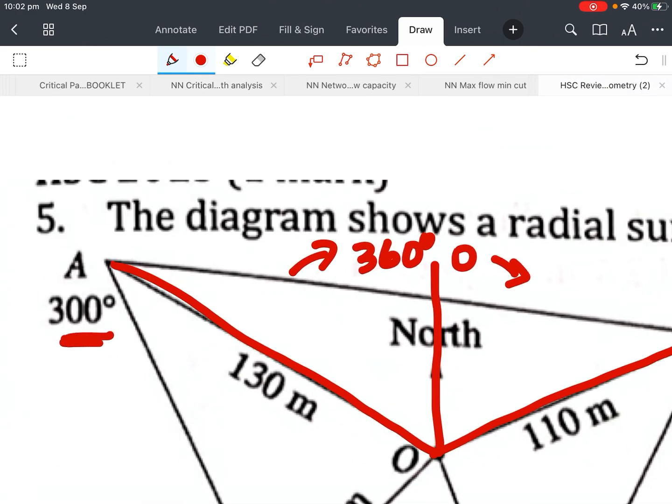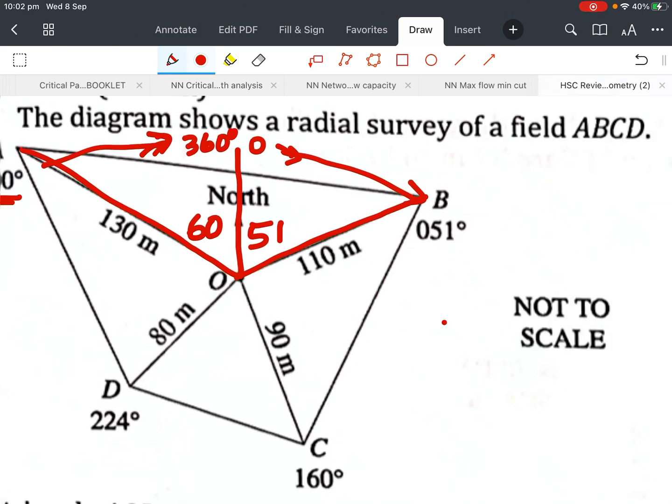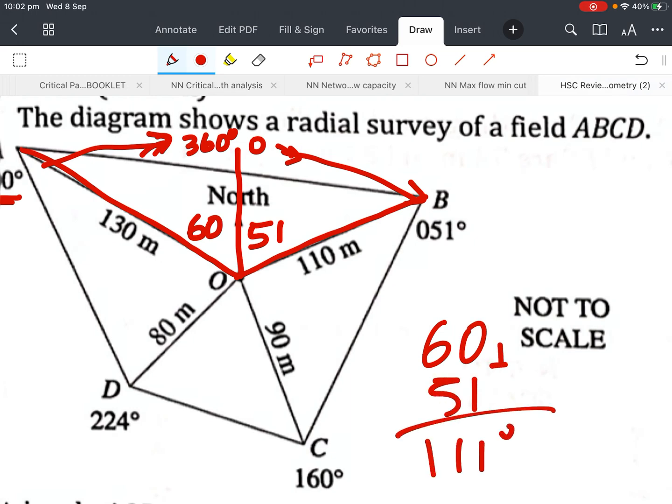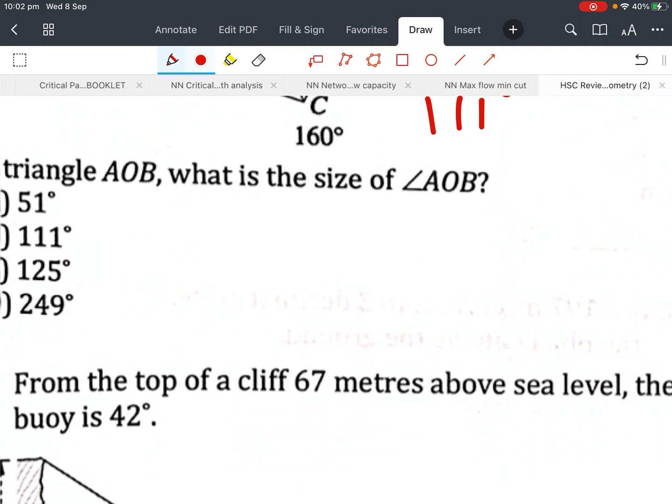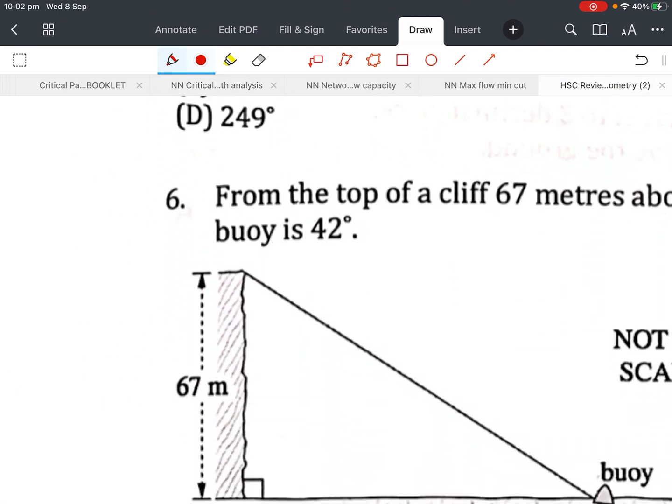So if we know that this is 300 to 360, then the difference between the two must be 60. And this one is 0 to 51, so that one in there must be 51. And hopefully you added those two together and you got 111 in your head or on your calculator. Remember, pause if I'm going too fast.